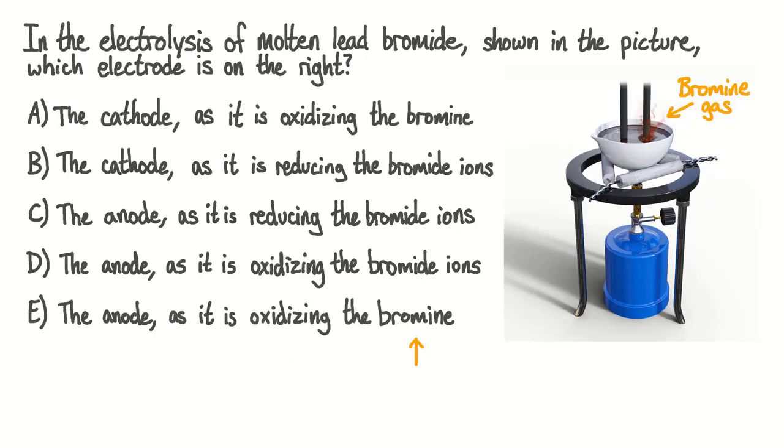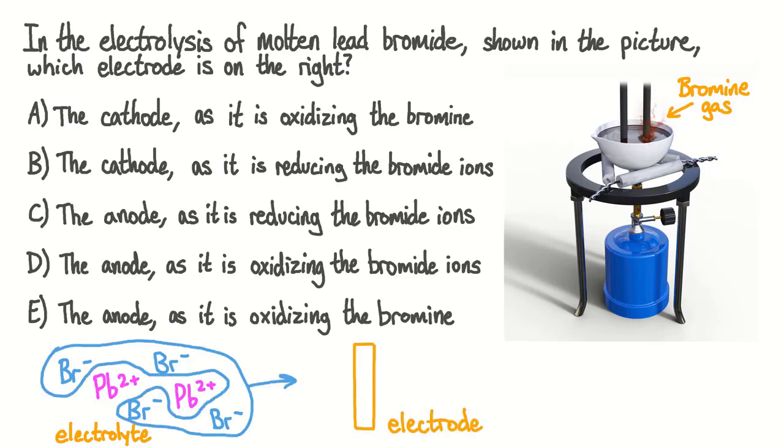Does this process involve bromide ions or bromine atoms? Molten lead bromide is made up of free-floating lead ions and bromide ions. Electrolysis requires an electrolyte. An electrolyte is a substance made up of ions, or able to release ions, that can conduct electricity. When the circuit is turned on, the bromide ions are drawn to one of the electrodes to begin the formation of bromine gas. Since the reactants in this process are bromide ions and not bromine atoms, we can eliminate choice A and choice E from consideration.